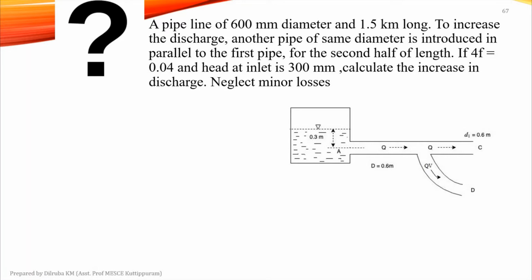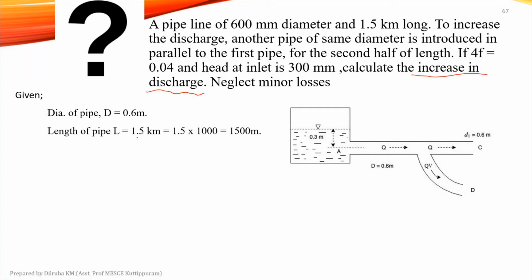Here we have to calculate the increase in discharge. A pipe of same diameter but of half length is introduced at the second half length of the initial pipe. So let us see what are the given values. It is given diameter of the pipe is 600, which is equal to 0.6 meter, and length of the pipe is 1.5 kilometer, which is equal to 1.5 into 1000, equal to 1500 meter.